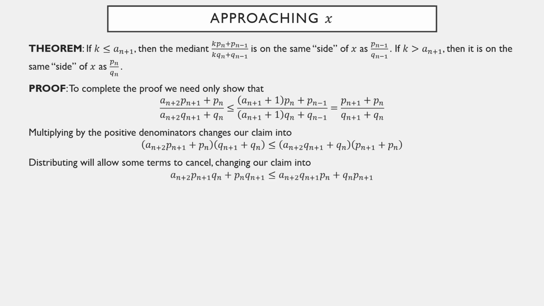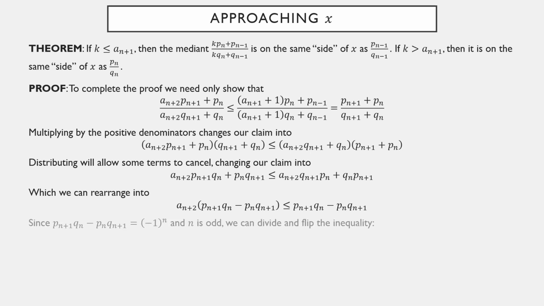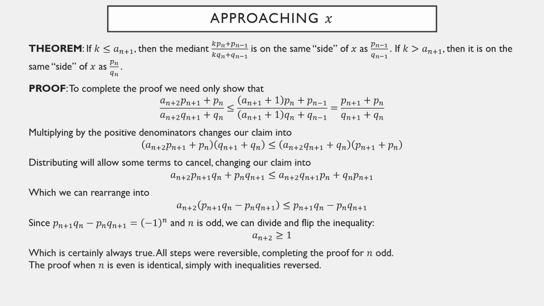And now what we can do is we can collect some terms together, and we can move everything with a_{n+2} on the left and everything without it on the right. But now look at those terms inside the parentheses multiplied by a_{n+2}, and on the other side of the less than or equal sign, it's the same thing. Now, we've already established that this balancing of consecutive p's against q's is always a power of minus 1. We've been working on the assumption that n was odd, so that makes it -1. So if I cancel out this -1, it flips the inequality. In other words, all we need to prove is that a_{n+2} is bigger than or equal to 1, but that's certainly true.